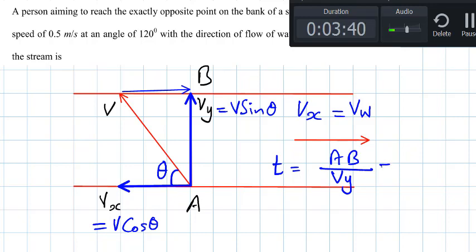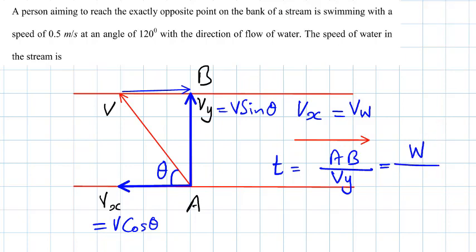So the time taken will be AB. What is AB? AB will be the width of the river W divided by Vy. Width of the river divided by Vy, which is V sin theta. Vy is V sin theta. So you can calculate the time taken to cross.